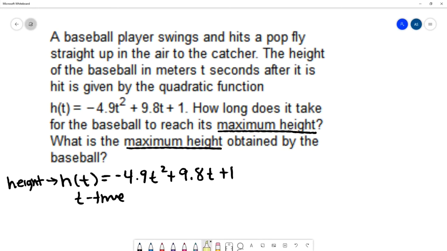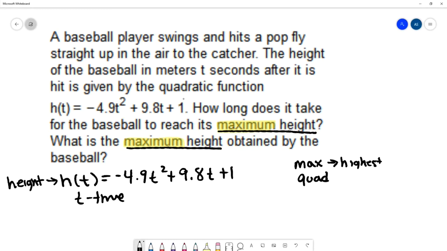And that keyword maximum in this problem is your keyword that tells you how to solve this problem. So when we're looking for the maximum, that's going to be our highest. And we're given this quadratic function. So we want the highest part of the quadratic. So we have this quadratic.